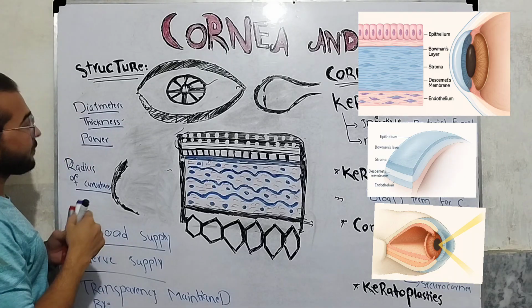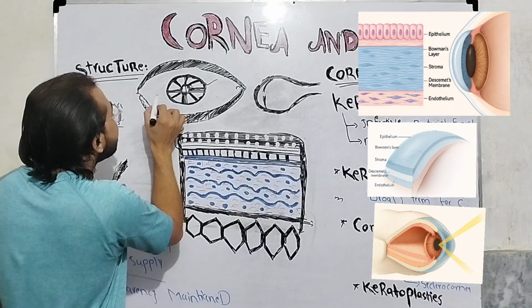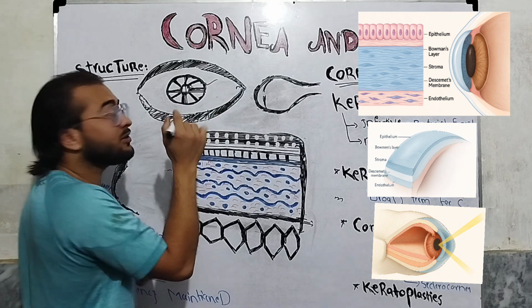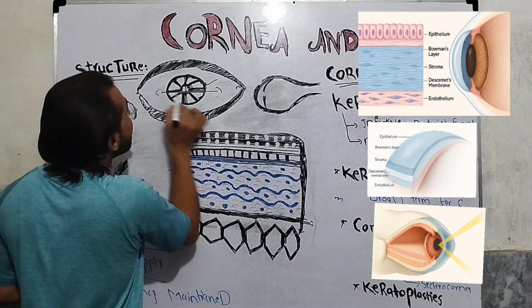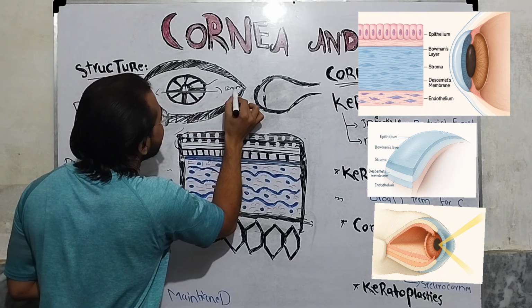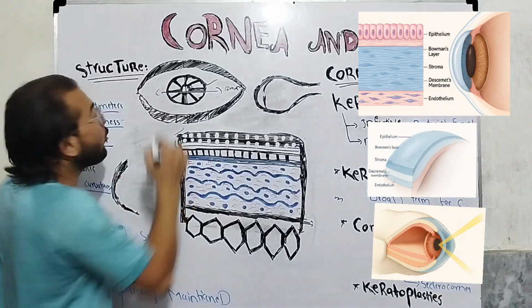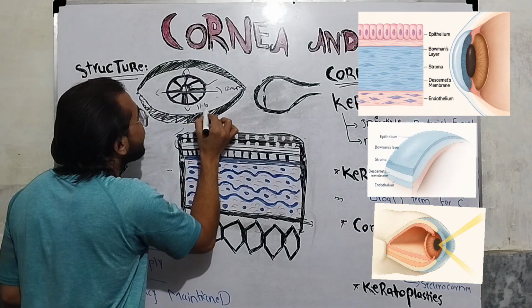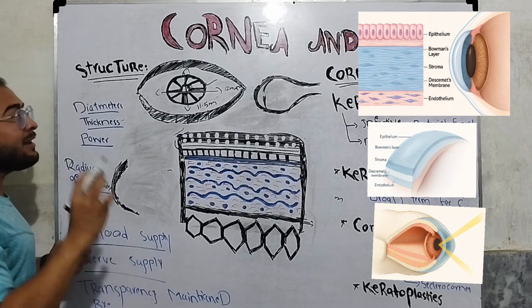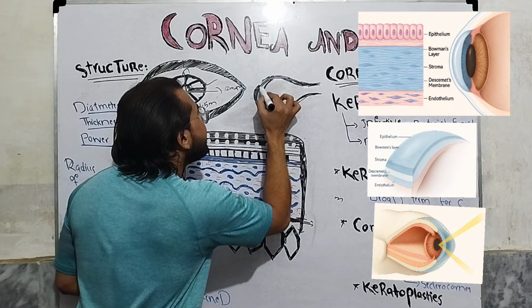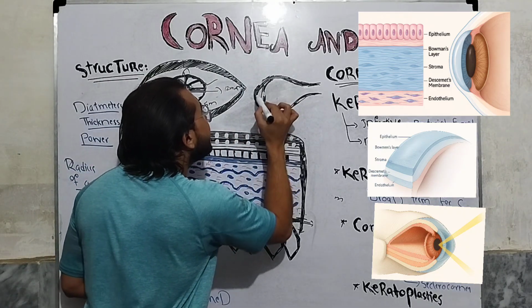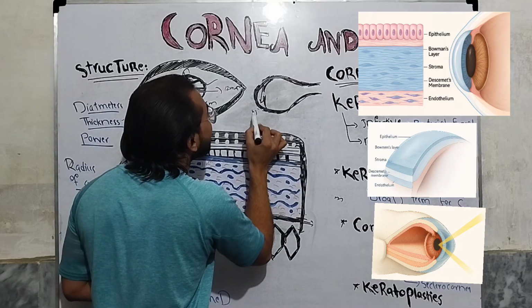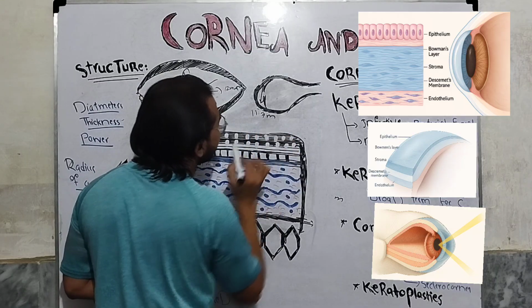Now diameters. The anterior horizontal corneal diameter is about 12 millimeter. The anterior vertical diameter is 11.5 millimeter. And the posterior corneal diameter is about 11.7 millimeter.